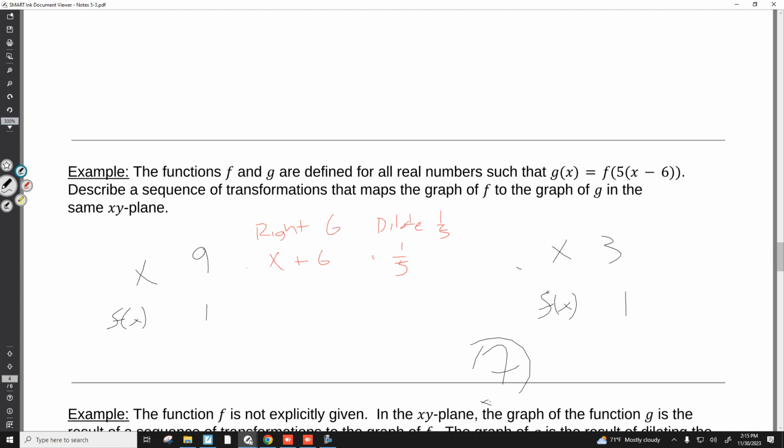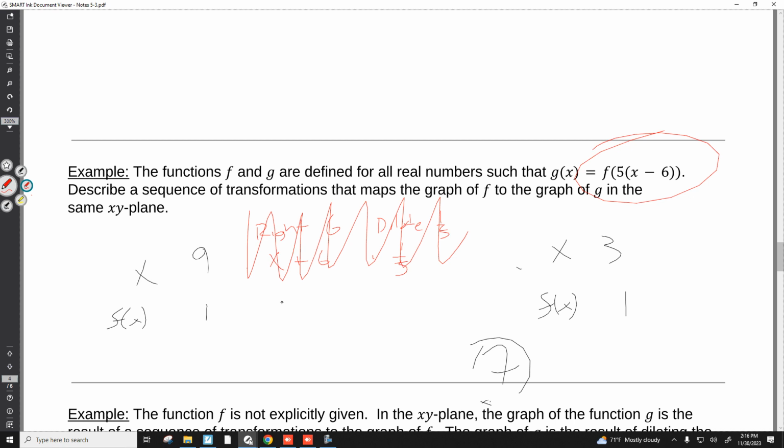You were wrong. It is not right 6, then dilated by a factor of 1/5. This is what you expect, because you see this and you look at order of operations and you say, oh, the minus 6 is happening first, and then the 5 happens next, but inside is opposite. So you were all wrong.